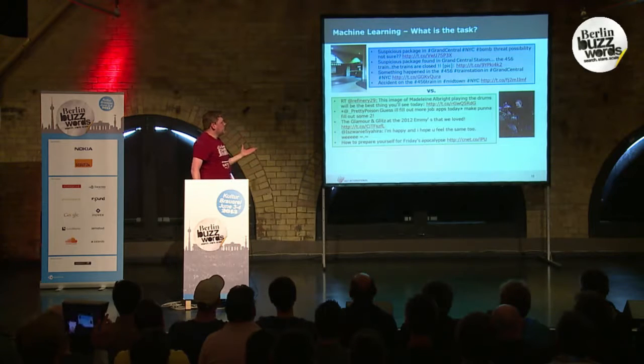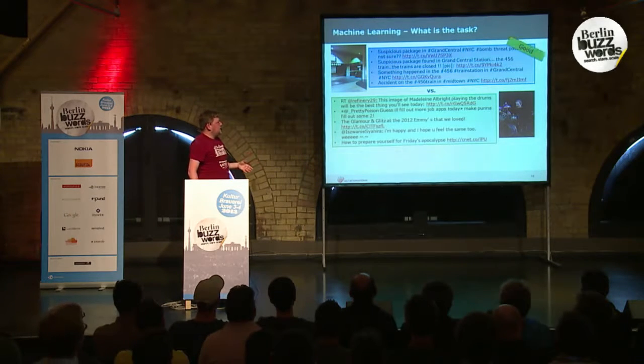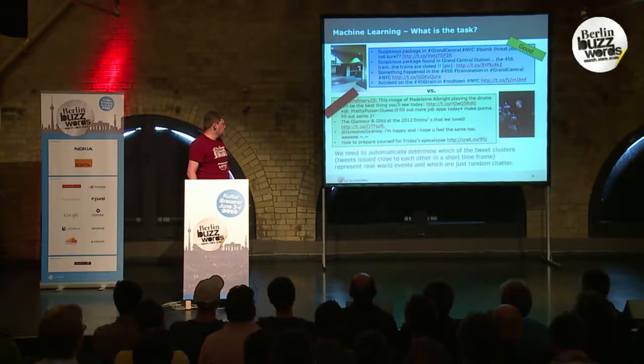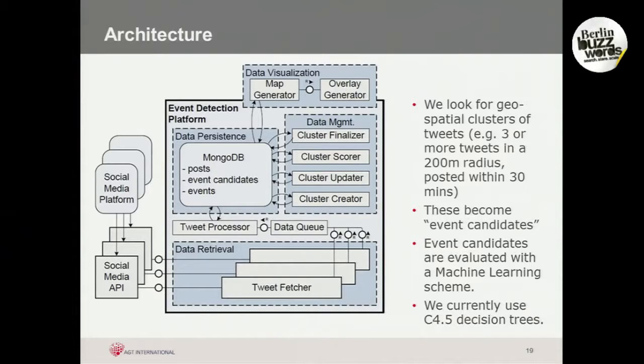So what we need to do then is figure out that this is good and that this is bad, and that looks like a classic machine learning problem. So we use machine learning to distinguish these two, and I will tell you in a second how exactly that works. Here's a bit of the architecture that we use: social media platforms which have an API, and that's coming into our system.